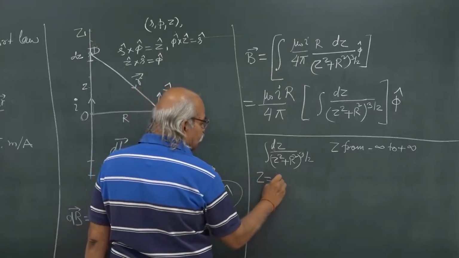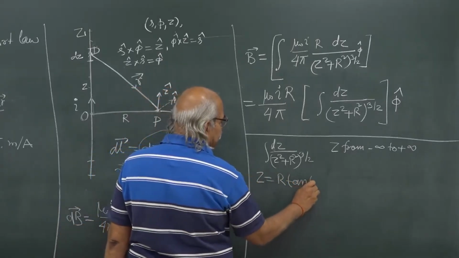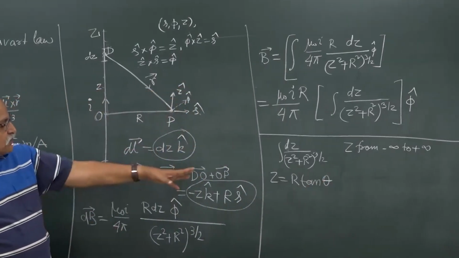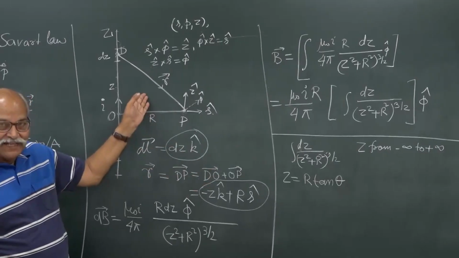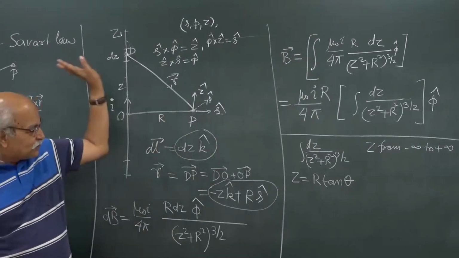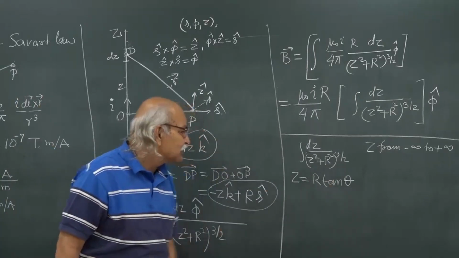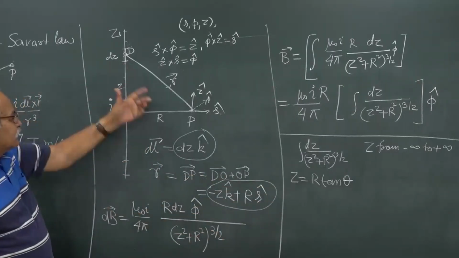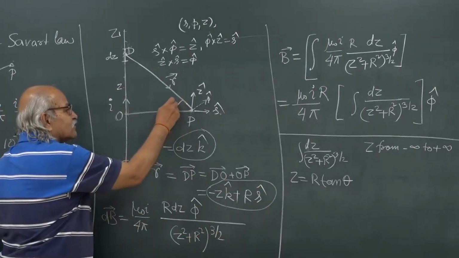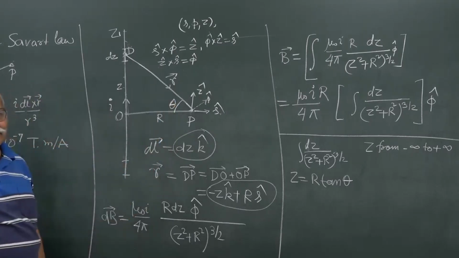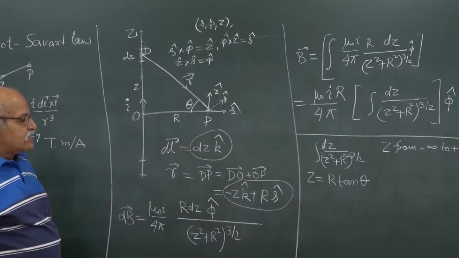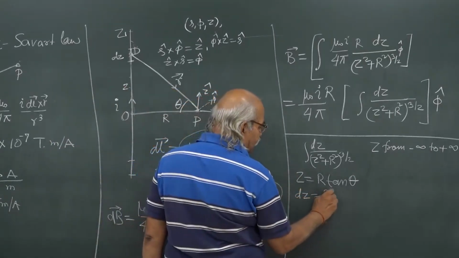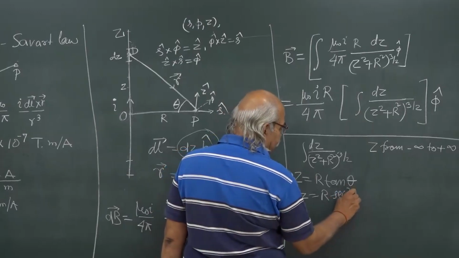You write z is equal to r tan theta, substitution. And here fortunately we know from this figure what that angle theta is. Even if I do not know, I can integrate just by changing the variable. Tan theta is z by r, this is z, this is r. So this angle is theta. And if I write dz, this will be r sec square theta d theta.